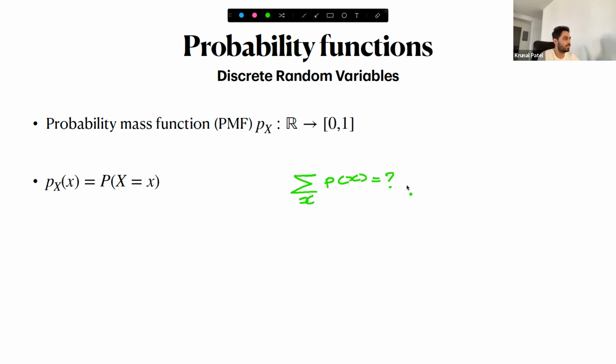Okay, so that is 1. So people are watching this, they are not asleep. So good, we can carry on. Of course, as we saw, the probability of the entire sample space is 1. So if we sum over all possible outcomes, it is going to be 1.